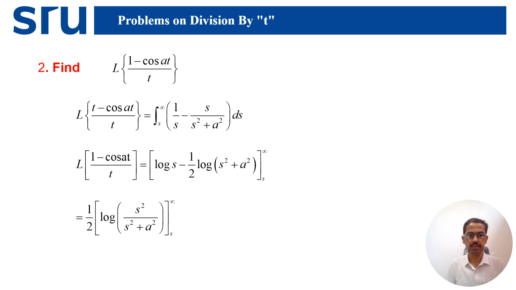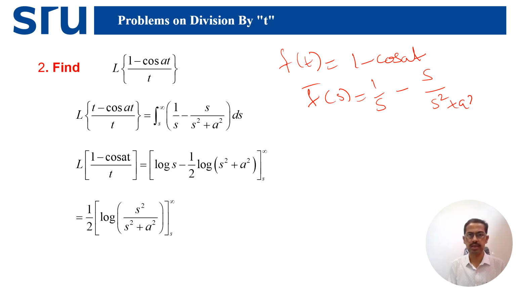And next, let's see this one also. Here, the Laplace transform of 1 minus cos at by t, right? This is also division by t. First, find the Laplace transform of f of t. F of t is equal to 1 minus cos at. F bar of s is, what is the Laplace transform of 1? 1 by s. And the Laplace transform of cos at is s by s square plus a square.